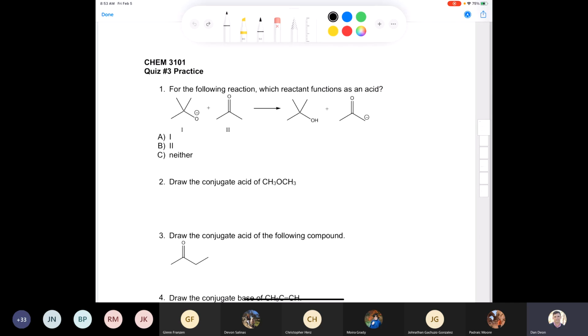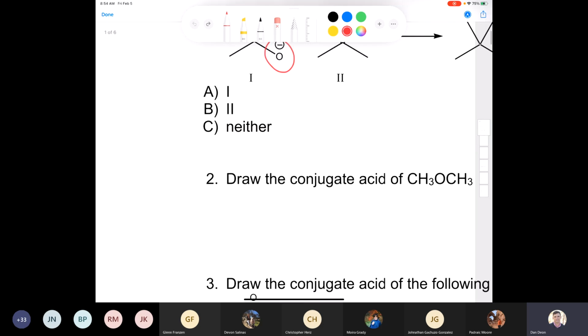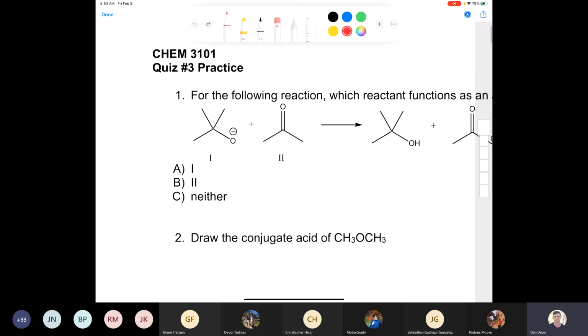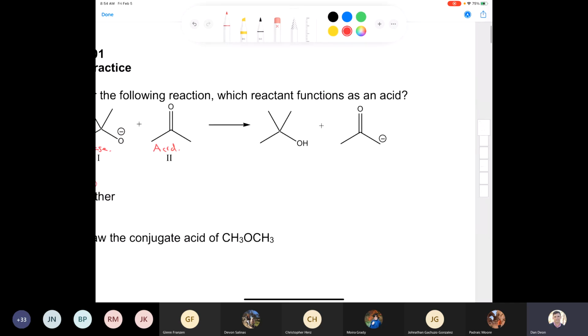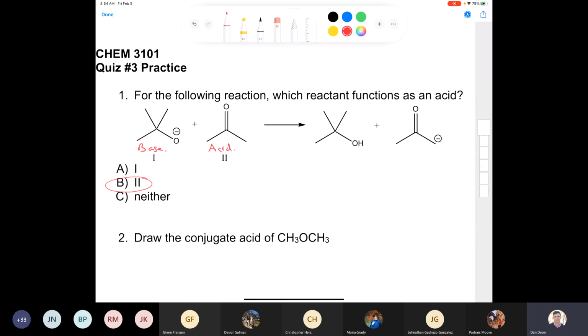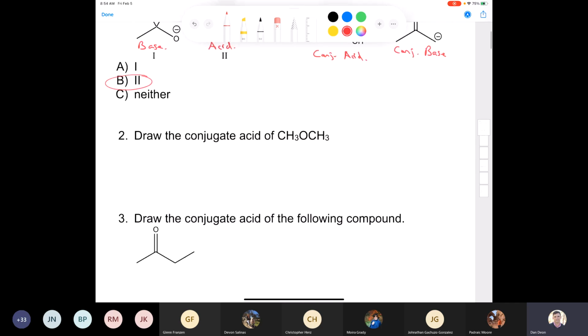For the following reaction, which functions as an acid? So this is just a matter of labeling an acid and a base, and then a conjugate acid and a conjugate base if you want to. But you can see that this molecule, the ketone here, is donating a proton to this oxygen with a negative charge. And so this would be our acid. This would be our base over here. And so the answer is 2. And if you want to label the conjugate acid and the conjugate base, this is our conjugate base, and this is our conjugate acid. So just some practice on labeling acids and bases.